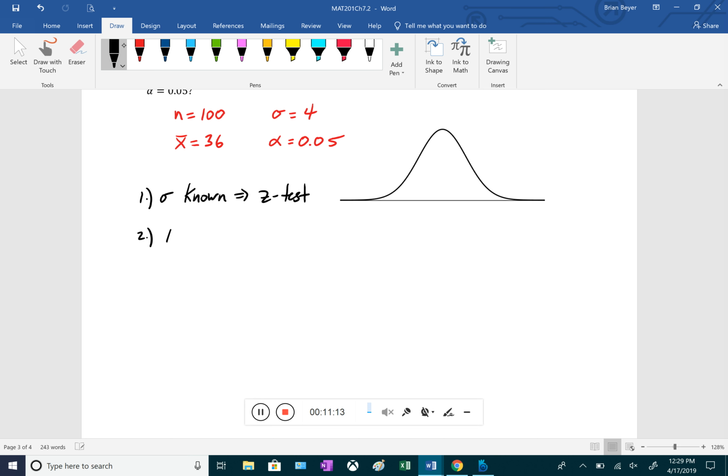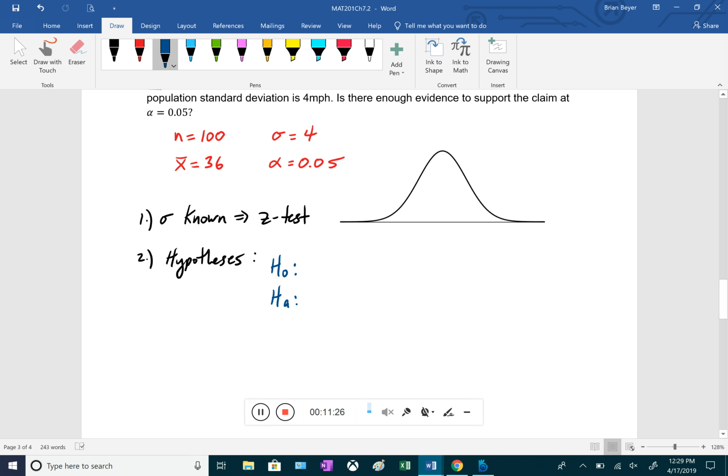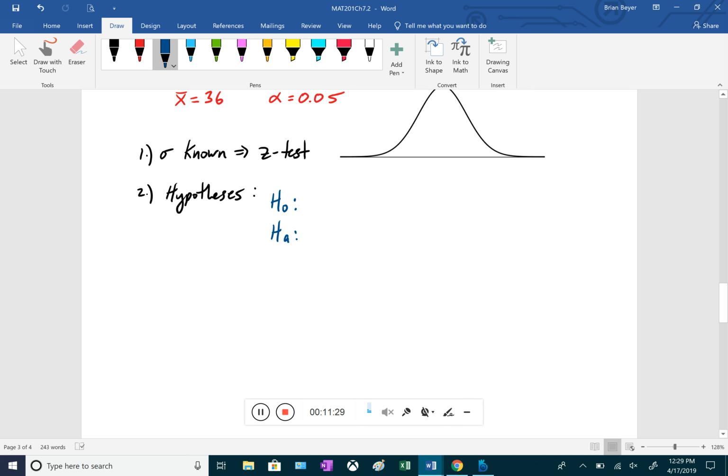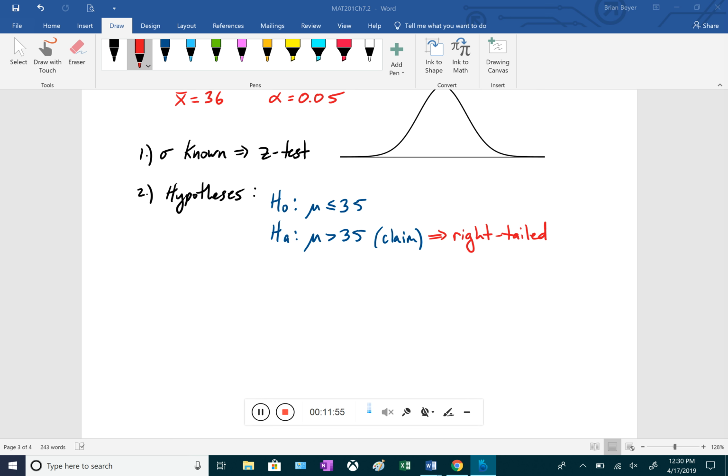Next, let's set up these hypotheses. We're going to have the null and the alternative. We already said that mu greater than 35, the claim here, has to be the alternative because there is no equality. If that's the alternative, then the null has to be less than or equal to 35. And we know that this is going to be a right-tailed test because the alternative says greater than. So we know we're going to be finding an area to the right of the z-score, and that's going to be our p-value. Now let's calculate that z-score.